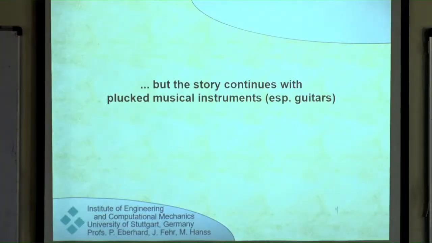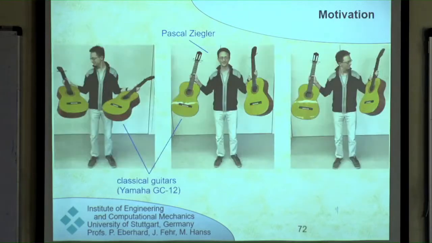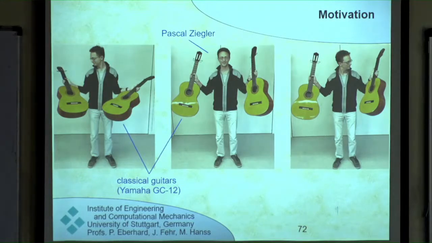Okay, so I want to continue the story now with more complicated musical instruments. And we are concentrating on guitars. Guitar, similar to violins, there are also some instrument makers, let's say 120 years ago, who really made the best guitars in the world. Still, their design is copied again and again, and their quality is still not really reached by today's music instrument makers.